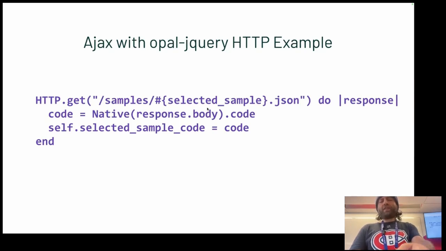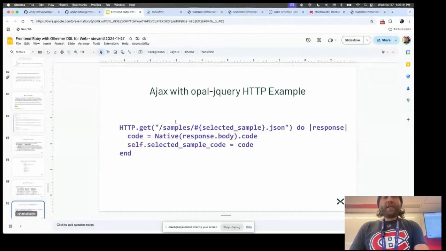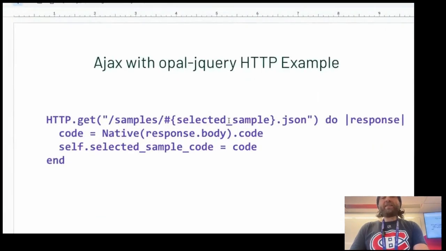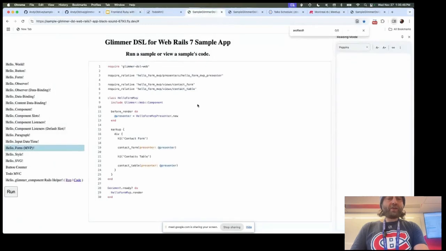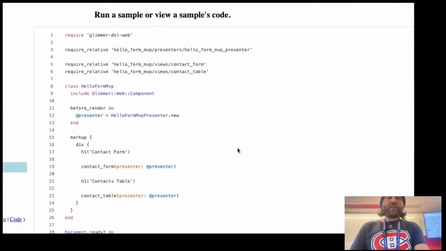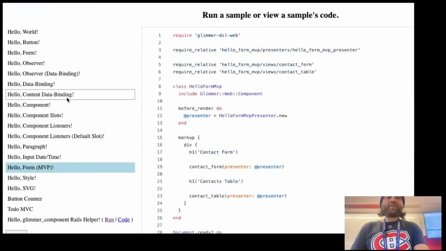By the way, I was using this for the sample selector that I just showed you. Every time I clicked on a sample, it was making this call to the back end and receiving the sample's code, and then setting it on the selected sample code attribute, and it's data bound unidirectionally to, let me go back here, this part. That's why this part was updating every time I clicked on a sample here.